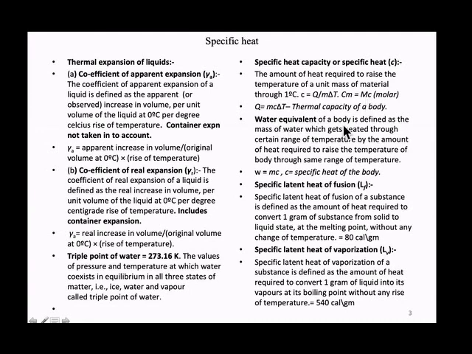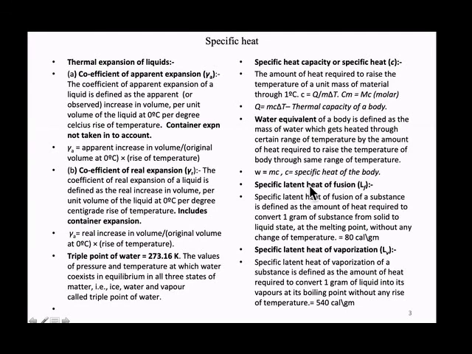So what is the water equivalent of a body? Suppose I supply Q, and to raise the temperature, the amount of equivalent water required for the same Q to the same temperature is the water equivalent. Water equivalent of a body is defined as the mass of water required, which gets heated through a certain range of temperature by the amount of heat required to raise the temperature of the body through the same range. So for a body, say 10 kg, I am raising by 10 degrees centigrade. Some Q is required. For the same Q, to raise water by 10 degrees, how much water is required? That is the water equivalent of the body. So water equivalent of a body is equal to M into C, mass into C, where C is the specific heat of the body.